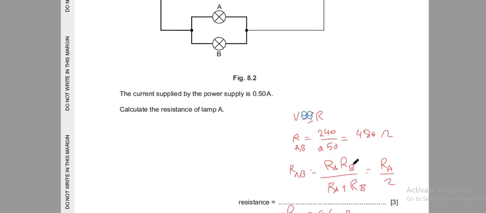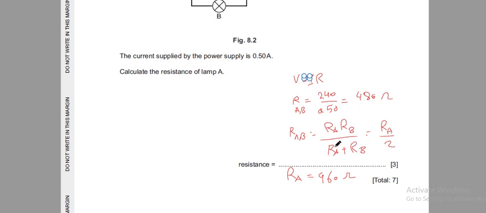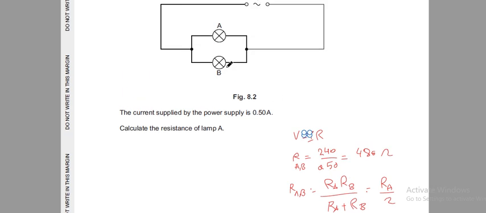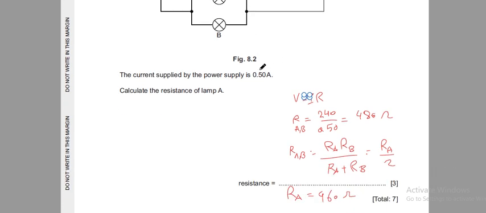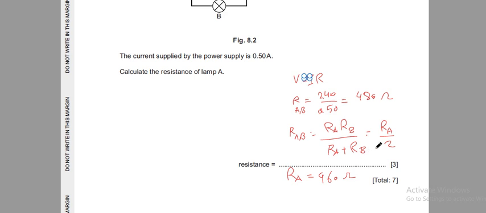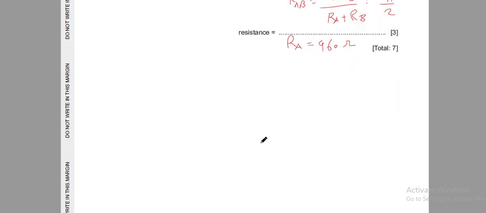And this equivalent resistance is equal to RA RB over RA plus RB, because they are connected in parallel, okay? Or it is equal to RA over 2, because RA and RB are identical. So we can equate this term to 480 and find RA.